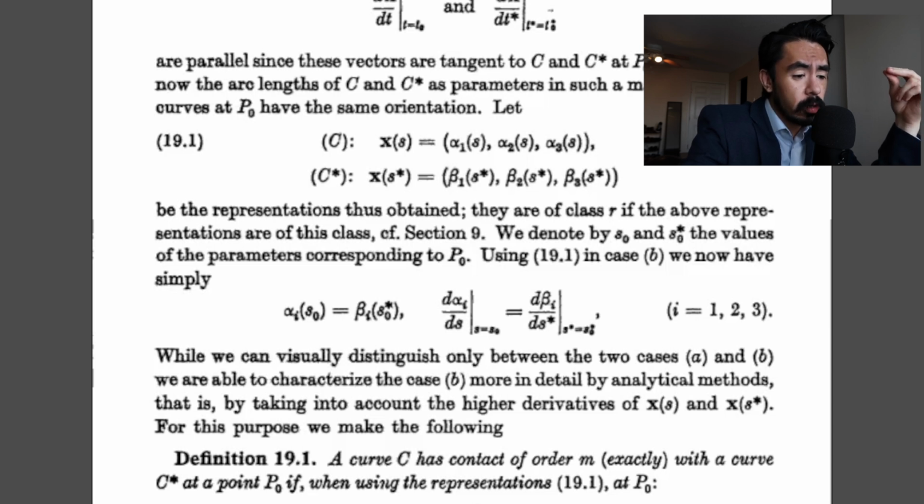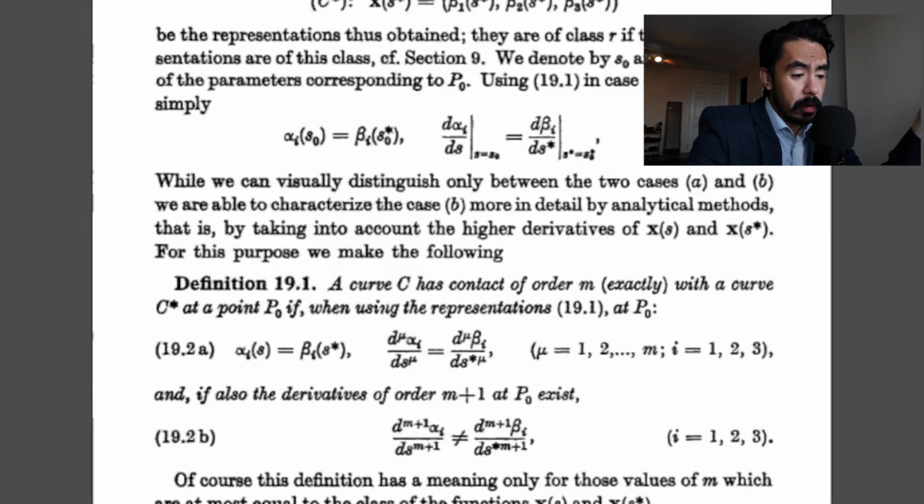While we can visually distinguish only between the two cases A and B, we are able to characterize the case B in more detail by analytical methods, that is, by taking into account the higher derivatives of the vector parametric representations x of S and x of S star. For this purpose, we make the following Definition 19.1. This is the definition of contact.